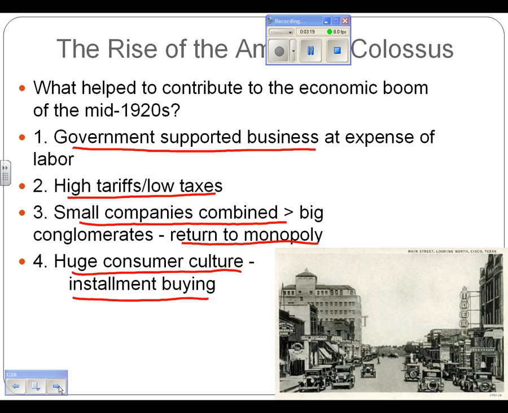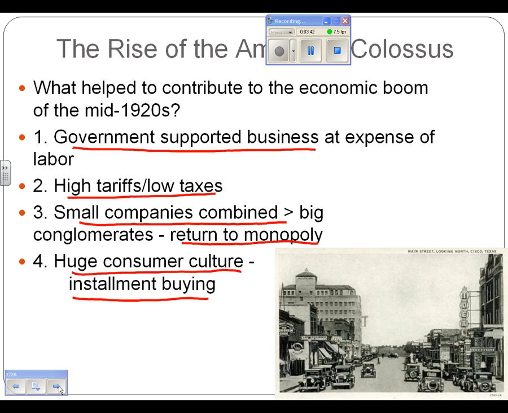You guys remember what tariffs are, right? Think about it a second. Tariffs are taxes on goods coming into your country. So the U.S. government put taxes on goods coming in and taxed domestic companies at a low rate. So it gave them a competitive advantage.